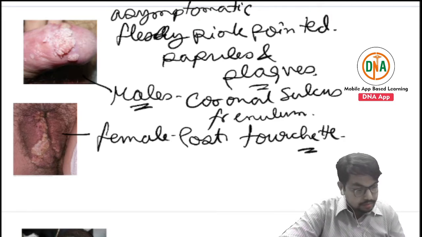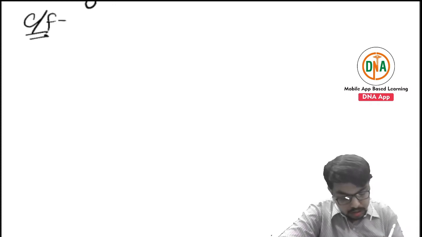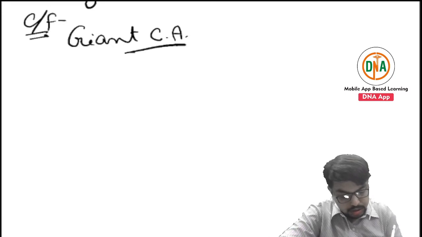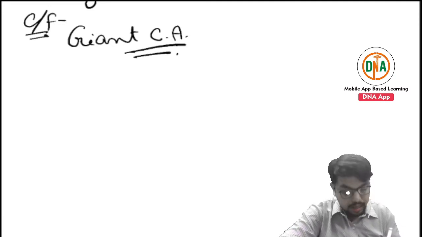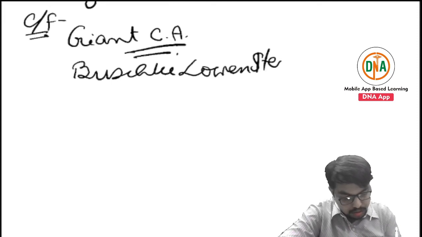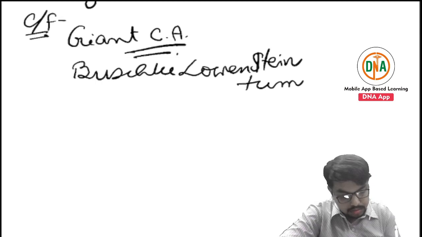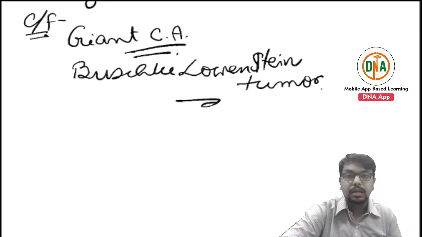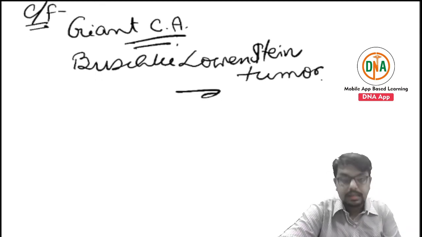Okay. Now this is the condyloma acuminata. Now the giant condyloma acuminata, giant genital wart. Okay, giant condyloma acuminata. This is known as Buschke-Lauenstein tumor. Okay, next, histopathology.